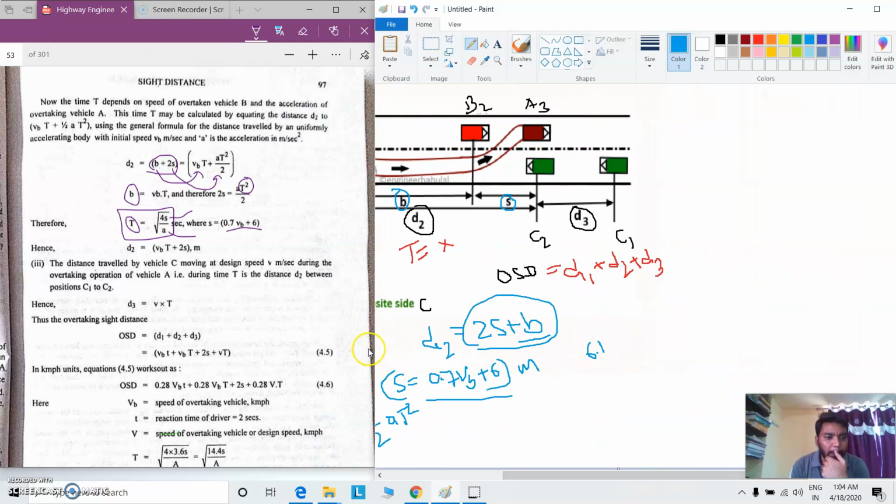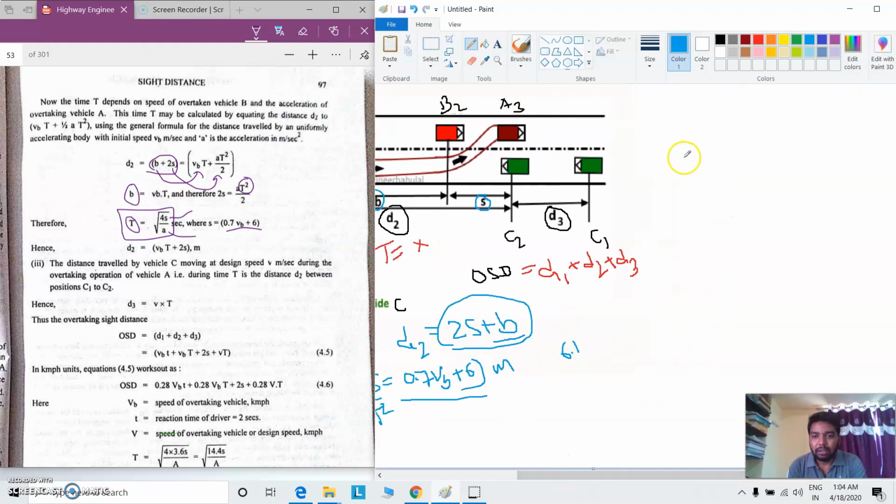Now this much is completed, and so d2 will be vb, the speed of the overtaken vehicle, into t, the total time taken by vehicle a during the overtaking operation, plus 2 times s.